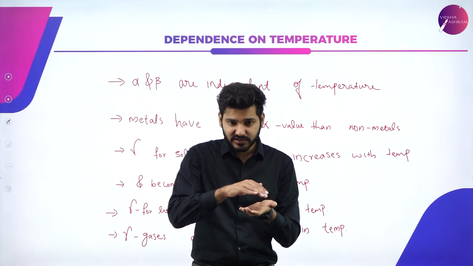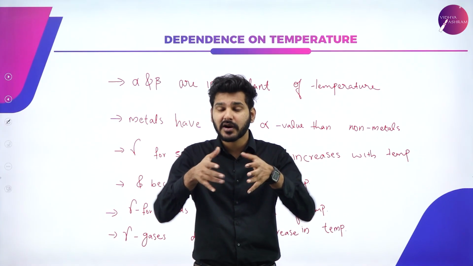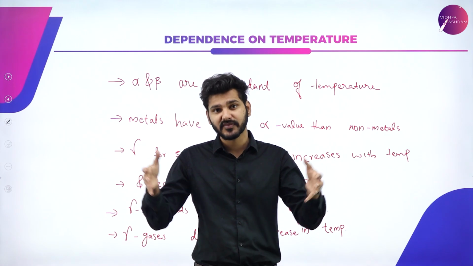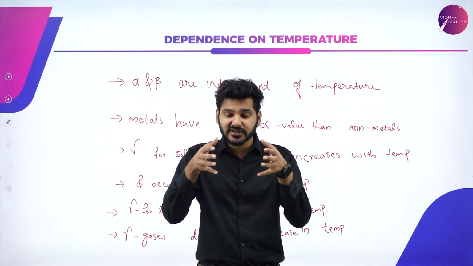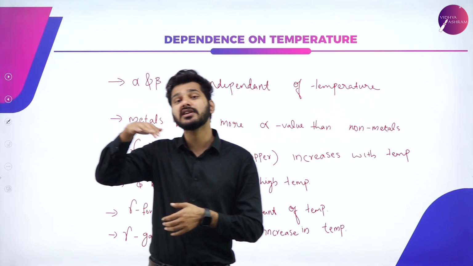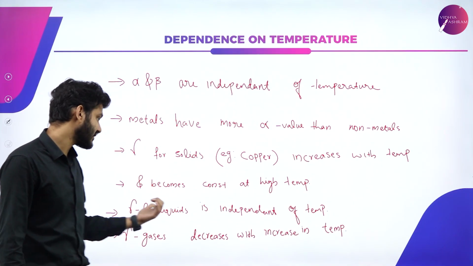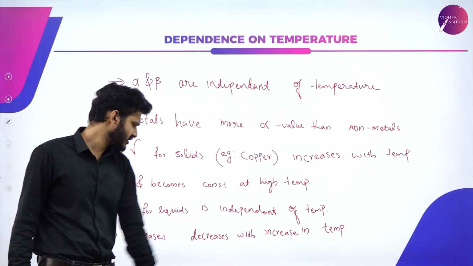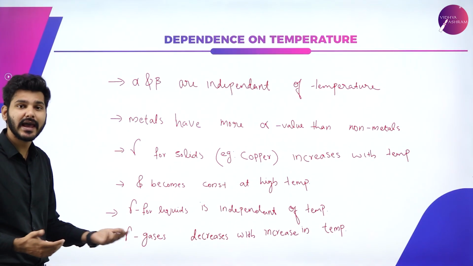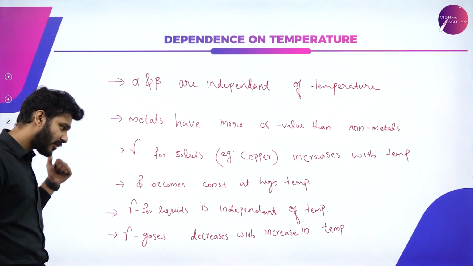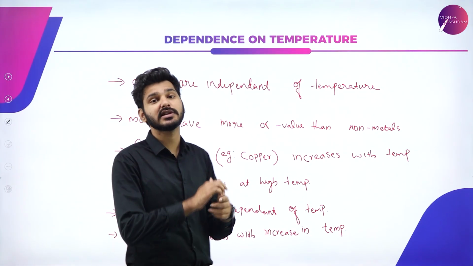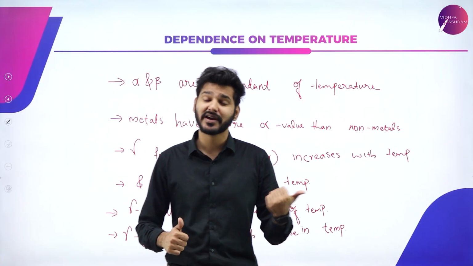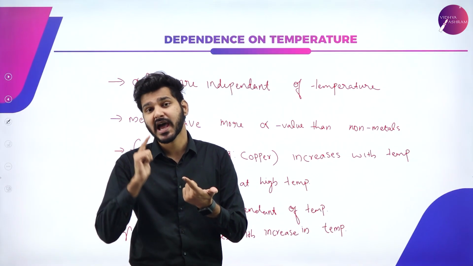That is, at lower temperatures it starts to increase, but the expansion does not go on forever. After some time, that expansion process stops and it reaches a constant phase. So that's why we say that at higher temperatures, gamma value becomes a constant. And gamma for liquids is again independent of temperature, and gamma for gases actually decreases with increase in temperature. So that is all about temperature and the relation between alpha, beta and gamma.